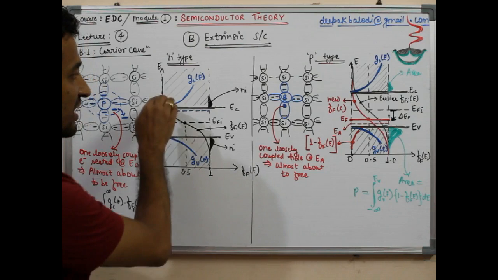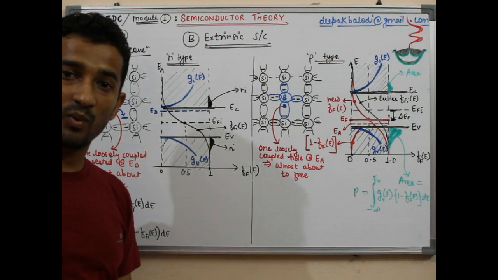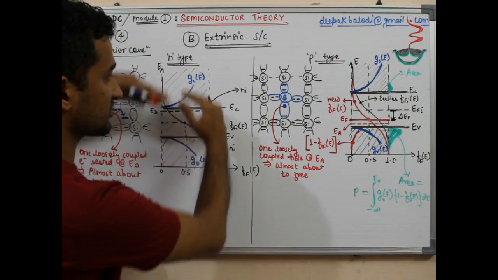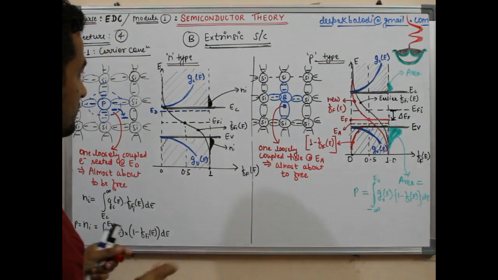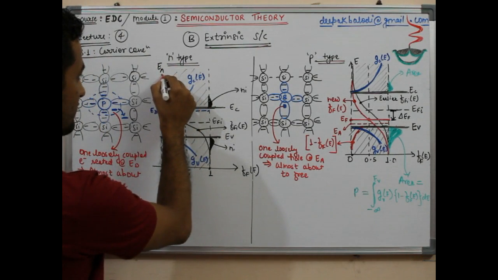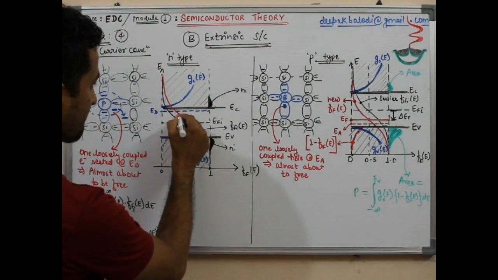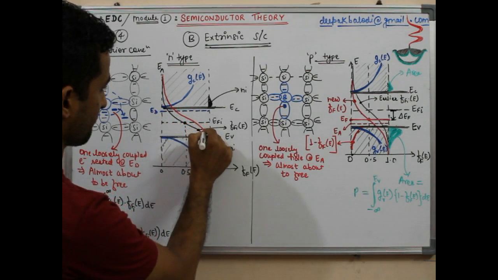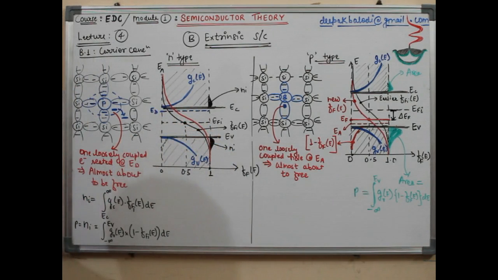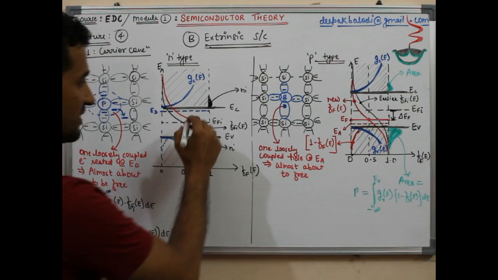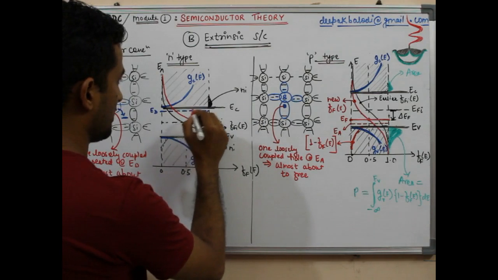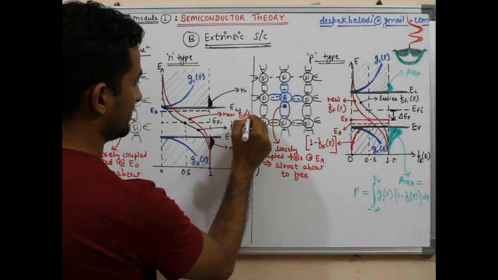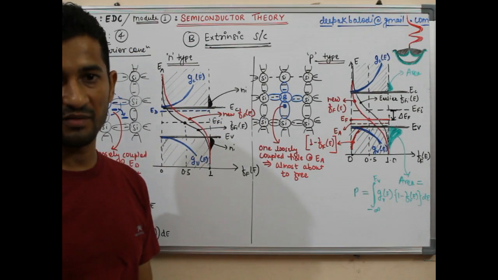So therefore, any energy level above EC will get a better probability of being filled by an electron. So the Fermi level or the Fermi Dirac function has to shift. So a new Fermi level would be somewhere like this. So this will be a new Fermi level, a new Fermi Dirac function, or I must call it new FFE, or this is the resultant FFE, Fermi Dirac function.